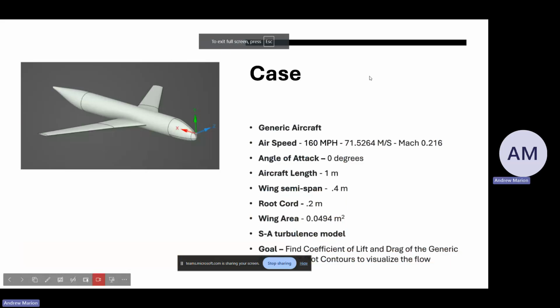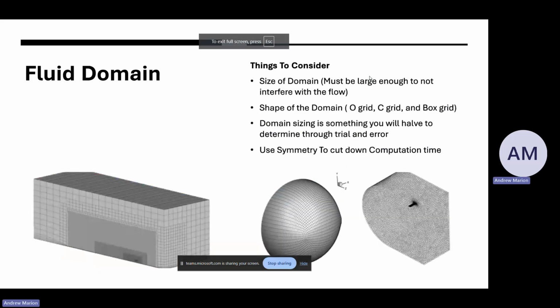All right, so now we have imported our geometry, and we're gonna talk about some aspects of the geometry. The fluid domain was already in this geometry file, so we're not gonna make it, but we'll talk about it because this is very important. So the things to consider in a fluid domain. It's the size of the domain, very important, because if you have an aircraft, but you have the walls of your fluid domain too close, the flow is going to interact with this wall, and then you're going to get bad results.